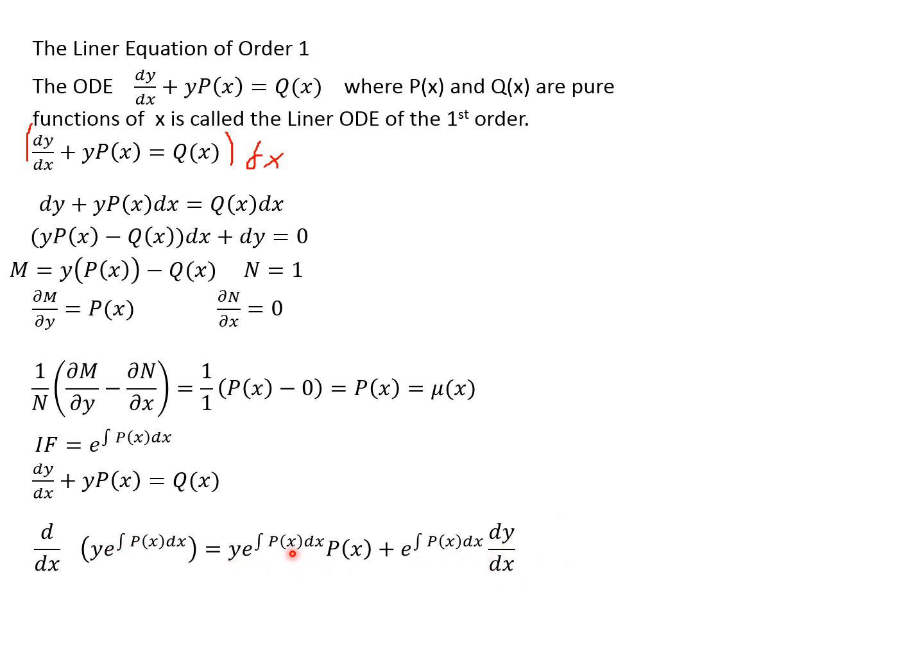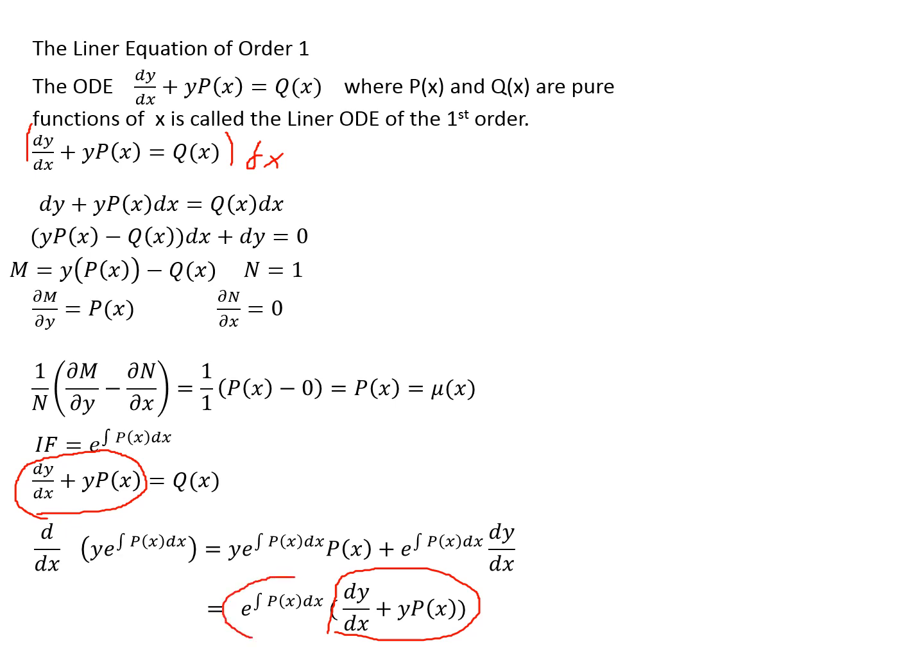Note that e to the integral of p(x) dx can be factored here, and you get dy/dx + y p(x). Now observe that this form, dy/dx + y p(x), is similar to the original equation. The only missing element is the integrating factor. So let us multiply this equation, left and right, by the integrating factor, e to the integral of p(x) dx, and the right side also by e to the integral of p(x) dx.